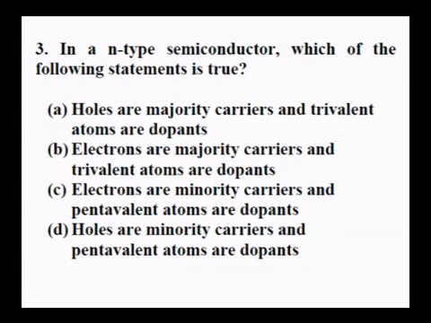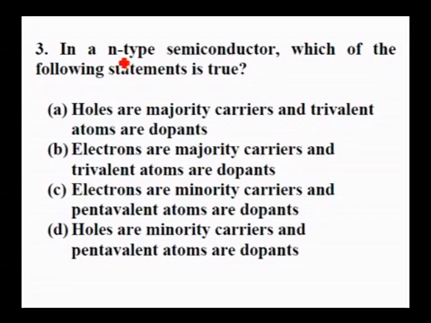In a N-type semiconductor, which of the following statements is true? Holes are majority charge carriers and trivalent atoms are dopants. Electrons are majority carriers and trivalent atoms are dopants. Electrons are minority carriers and pentavalent atoms are dopants. Holes are minority carriers and pentavalent atoms are dopants.